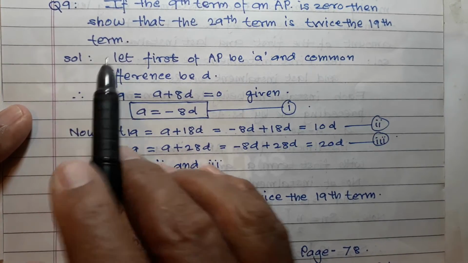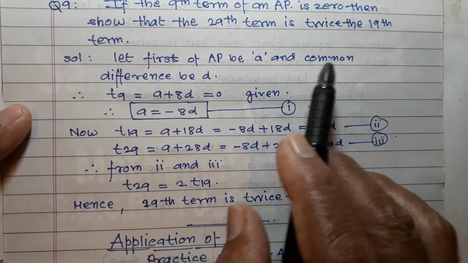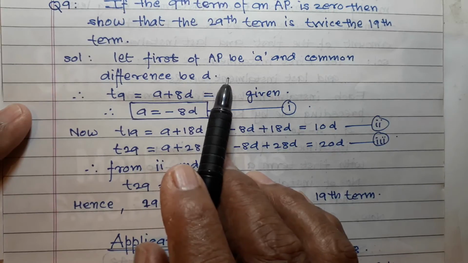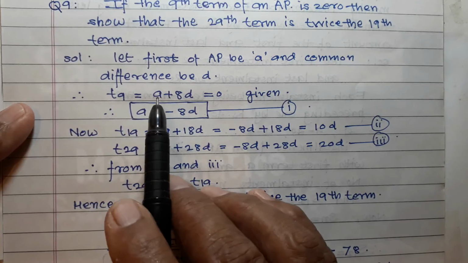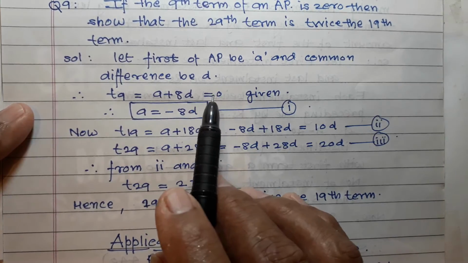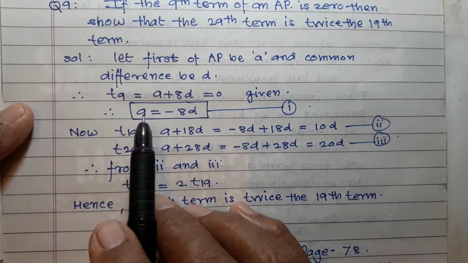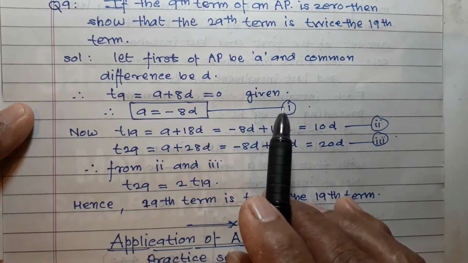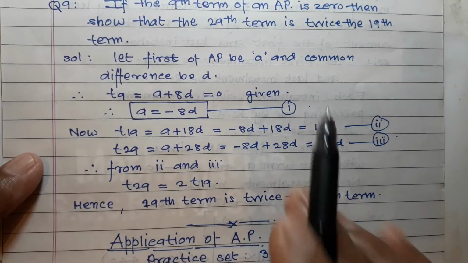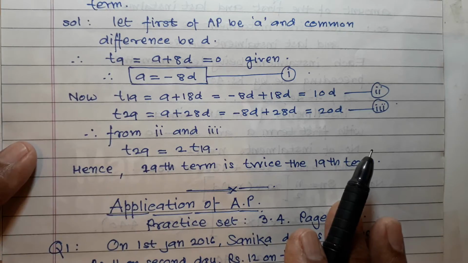Solution. Let the first term of the AP be a and the common difference be d. Therefore T9 is equal to a plus 8d is equal to 0, given, and therefore a is equal to minus 8d. This is your equation number 1. Then write down T19 and T29 and compare.